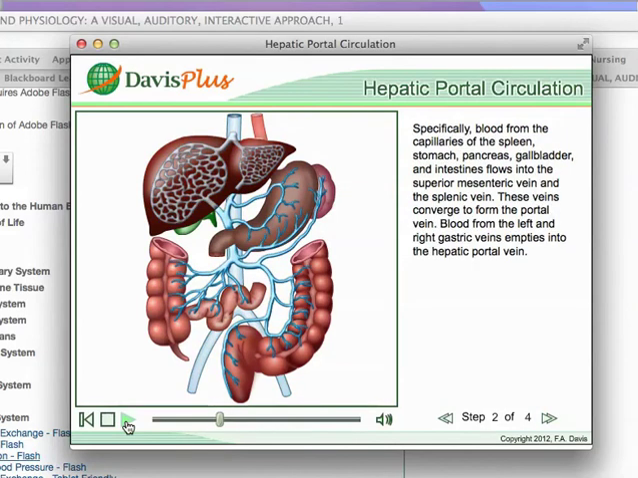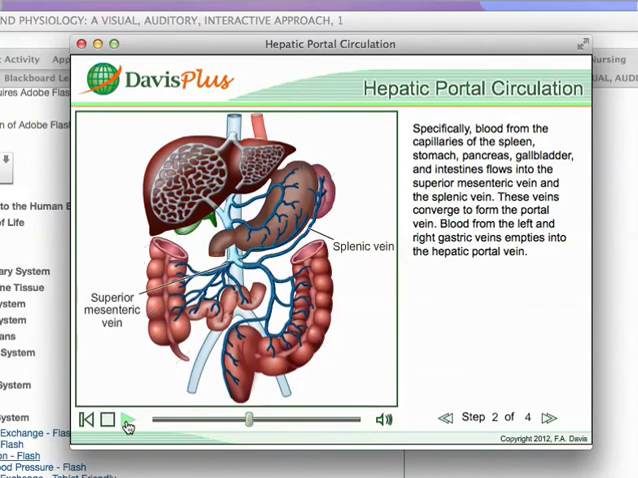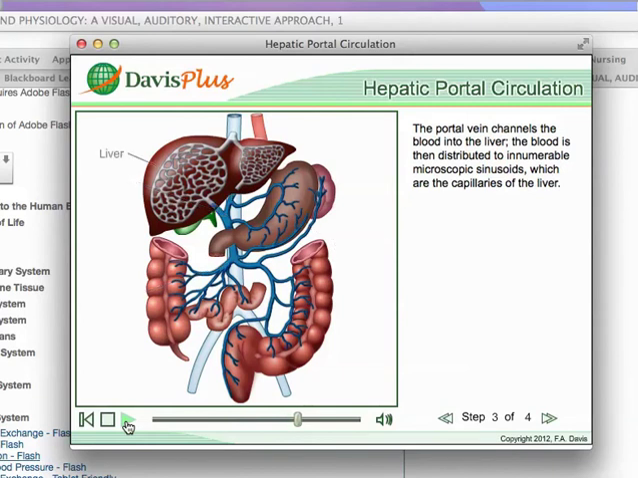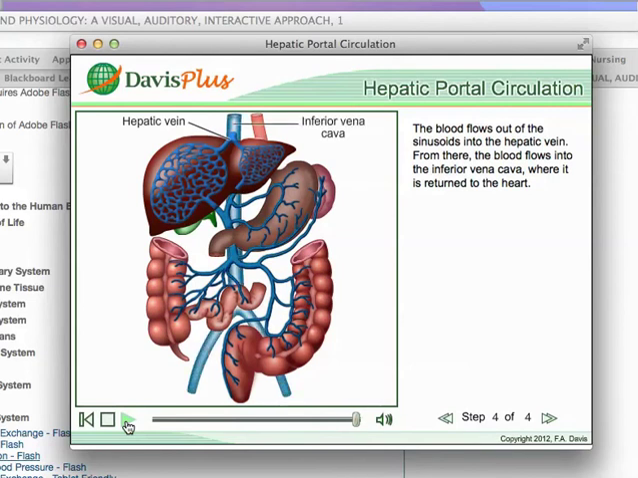Specifically, blood from the capillaries of the spleen, stomach, pancreas, gallbladder, and intestines flows into the superior mesenteric vein and the splenic vein. These veins converge to form the portal vein. Blood from the left and right gastric veins empties into the hepatic portal vein. The portal vein channels the blood into the liver. The blood is then distributed to innumerable microscopic sinusoids, which are the capillaries of the liver. The blood flows out of the sinusoids into the hepatic vein. From there, the blood flows into the inferior vena cava, where it is returned to the heart.